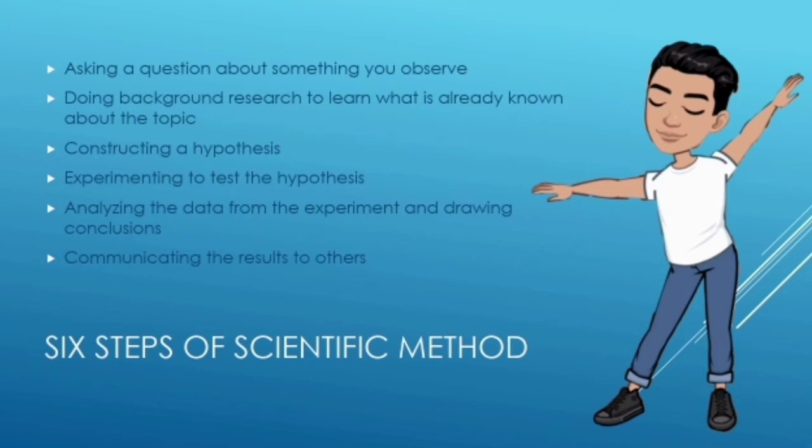Number 4, experimenting to test the hypothesis. Number 5, analyzing the data from the experiment and drawing conclusions. And lastly, communicating the results to others. Based on my research, you should follow the 6 steps of scientific method to discover and test ideas when having an experiment.